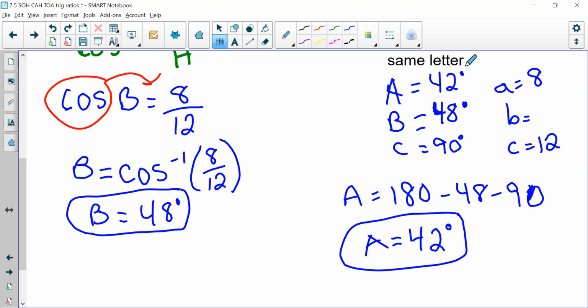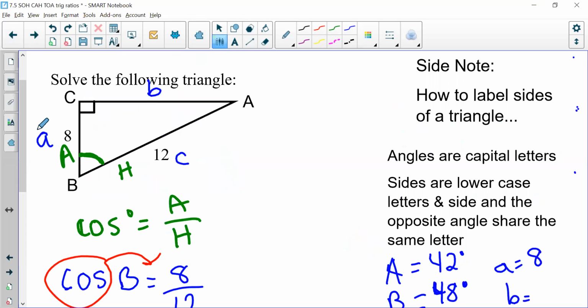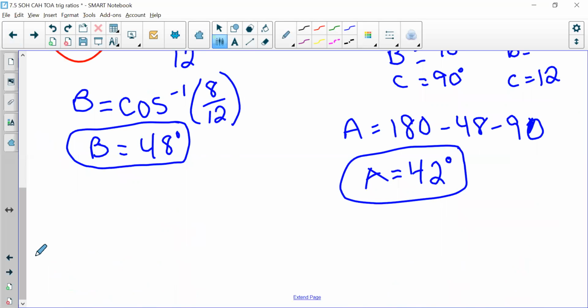So now all we're missing is side B. A couple of ways we could do this. One is we could use SOHCAHTOA, and we could try to find the missing side there. Or who remembers Pythagorean theorem? No one remembers Pythagorean theorem? I remember it. Brianna, what does Pythagorean theorem say?